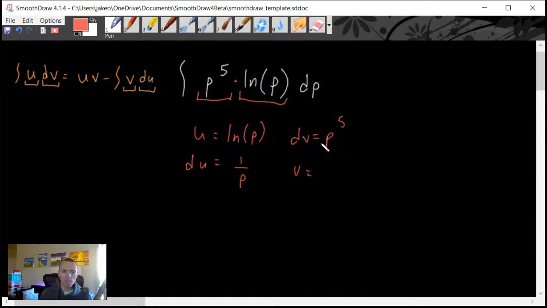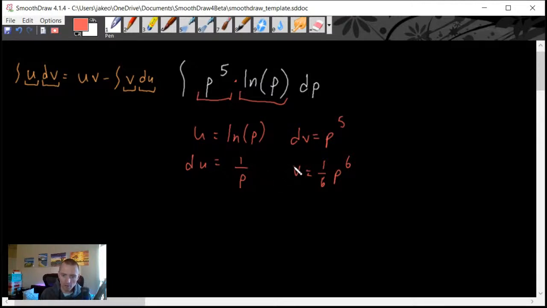So in this case, dv is p to the 5th. V is going to be the antiderivative of p to the 5th, which can be found using the power rule. Power rule just says we're going to raise our power by 1, so increase our power from 5 to 6, and then divide by our new power. Instead of dividing by 6, I'm instead going to multiply by 1/6. It's the exact same thing, it's just going to make things a little bit easier for us in the next step.